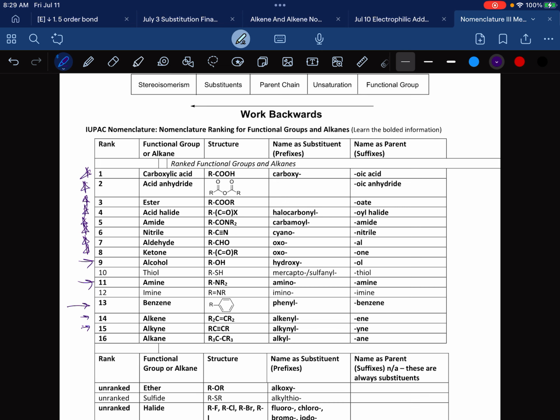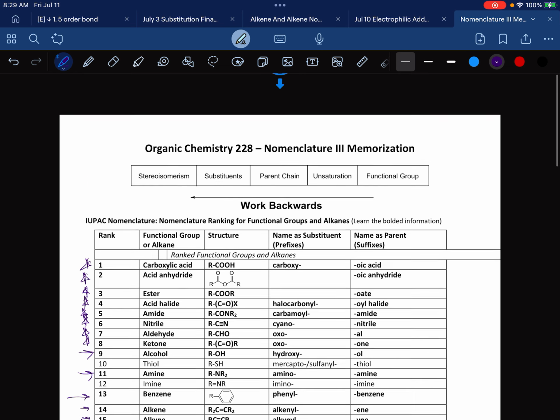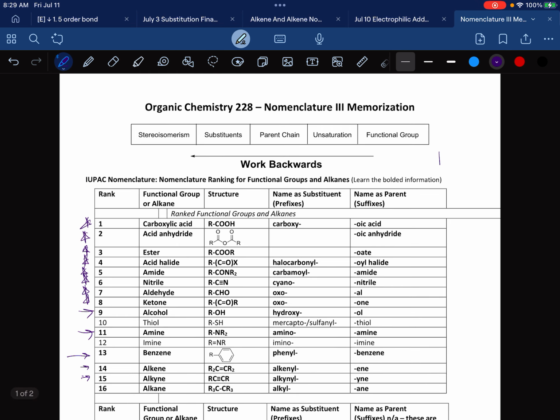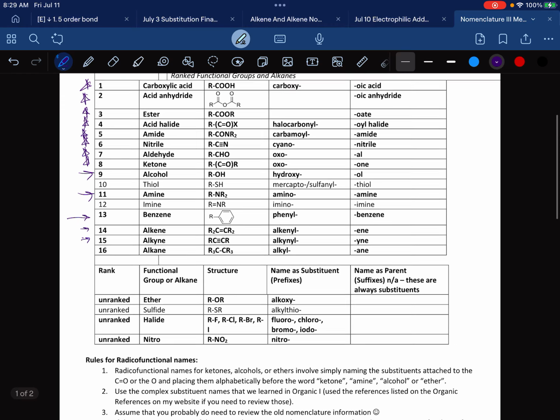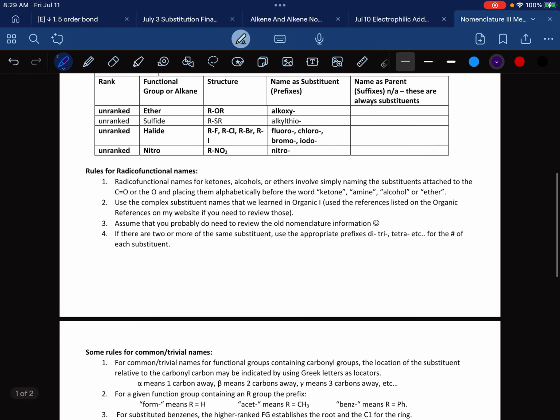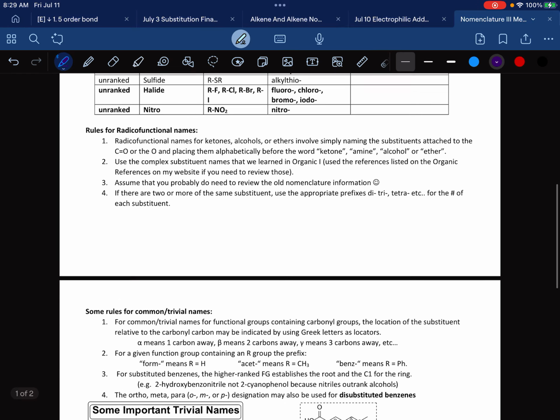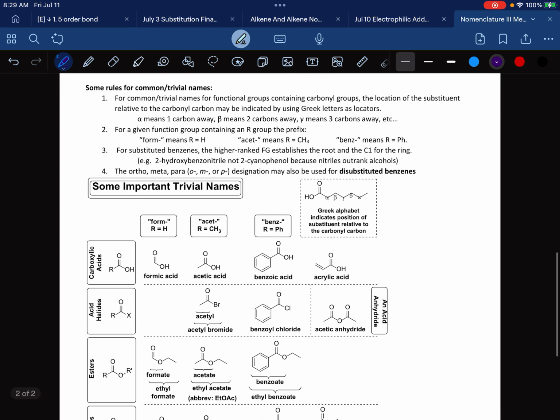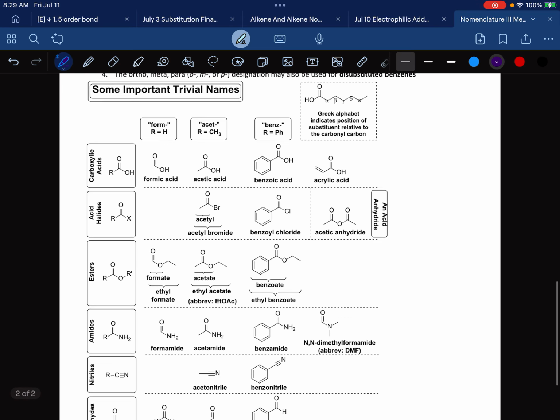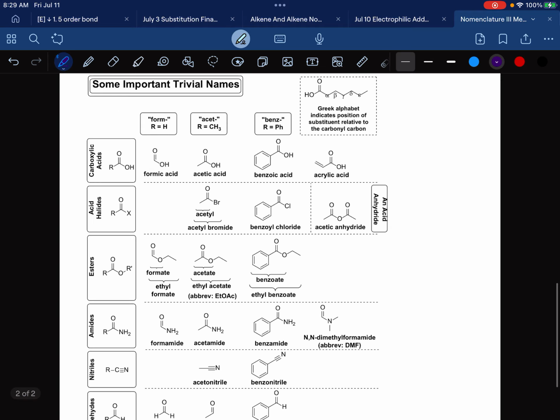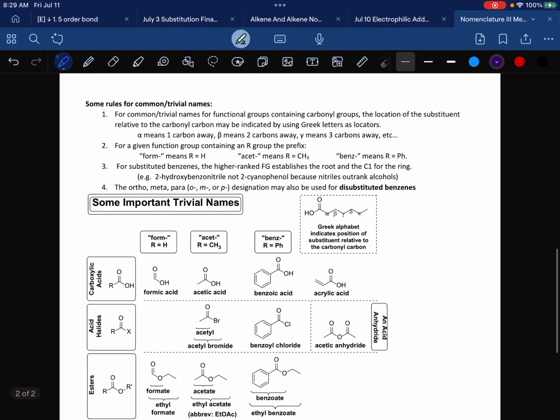This recording will be about the IUPAC naming. So this entire handout on the front is IUPAC naming. We also talk about radicofunctional or functional class naming. And then on the back, there are some trivial names that you'll need to memorize, and we'll talk a little bit about those just in a second.